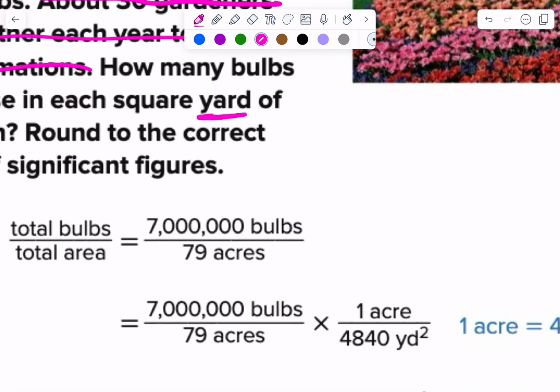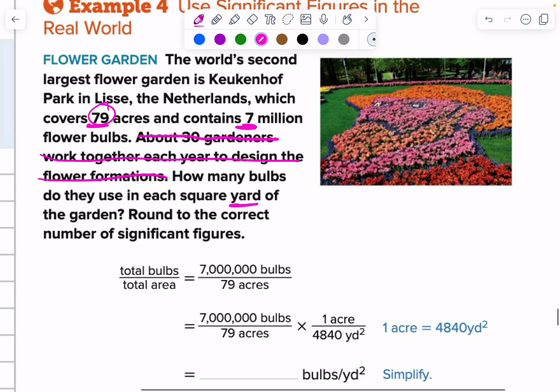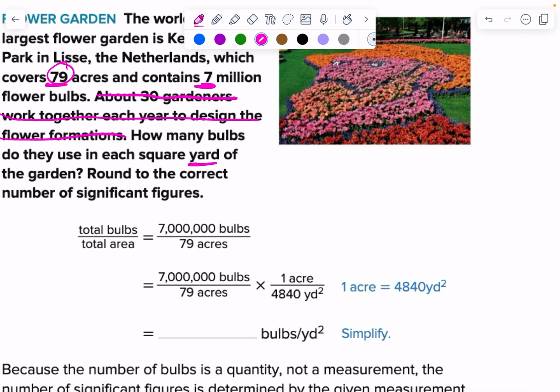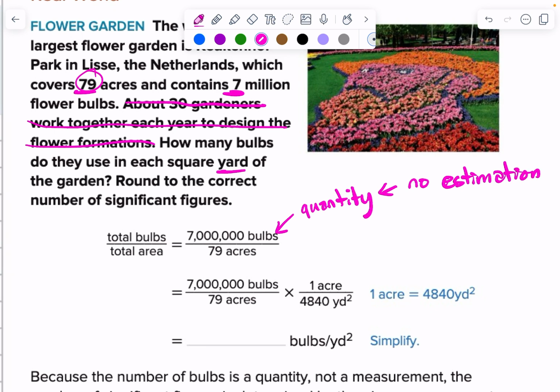So what they're doing here, we could have skipped over this entirely because we kind of know the rules, but there's one thing that I want to bring to your attention on this problem, and it is this right here: 7 million bulbs and 79 acres. The deal here is that 7 million bulbs is not a measurement, that is a quantity. And quantities are different than measurements. Quantity is like the number of people. I didn't estimate. There's no estimation going on when I'm giving you a quantity, right?